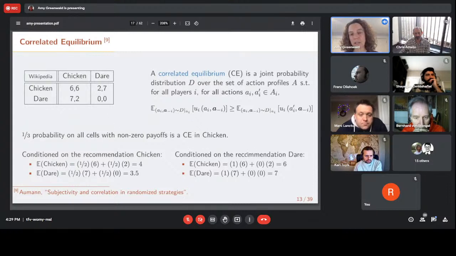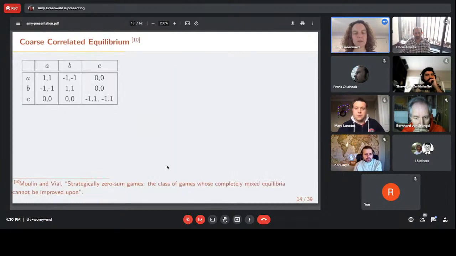If I get the recommendation dare, because it's a third, a third, a third, I know for sure that the opponent is playing chicken. So I know the opponent is playing chicken for sure, and I don't want to deviate from the recommendation dare. So that is a correlated equilibrium.